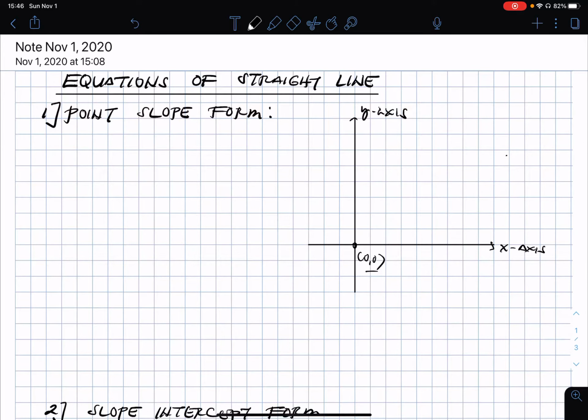Today we'll be solving the equations of a straight line. Equations of the straight line is a first lesson in analytic geometry. To define a straight line, you at least need 2 points. 2 points define a straight line.